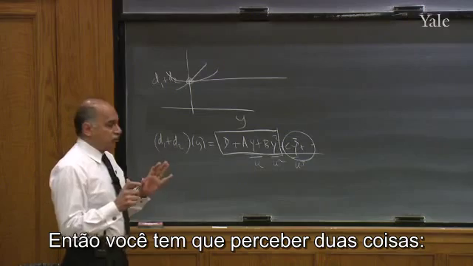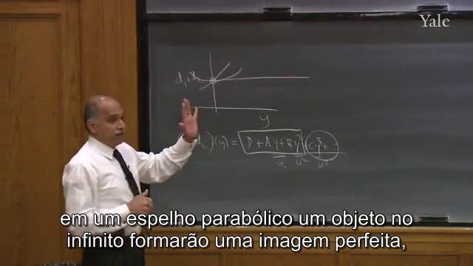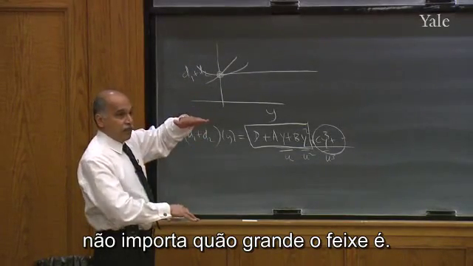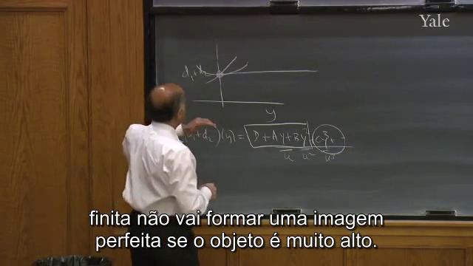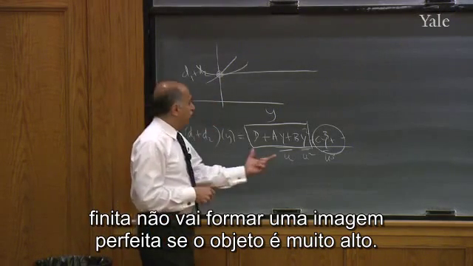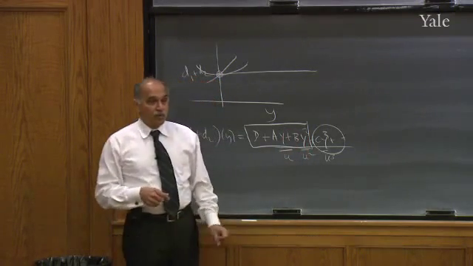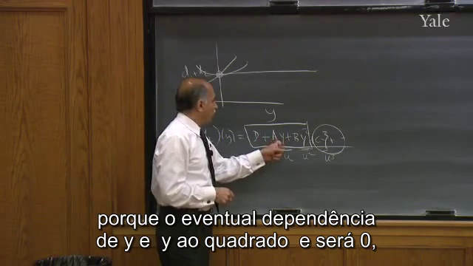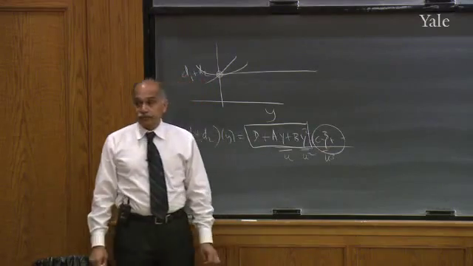So you have to notice two things. In a parabolic mirror, an object at infinity will form a perfect image no matter how wide the beam is. But an object at a finite distance will not form a perfect image if the object is too tall. If the height y becomes too much, then you don't get a good image. But you get a pretty good image because the possible dependence on y and y squared will be 0, but not to arbitrary powers of y.